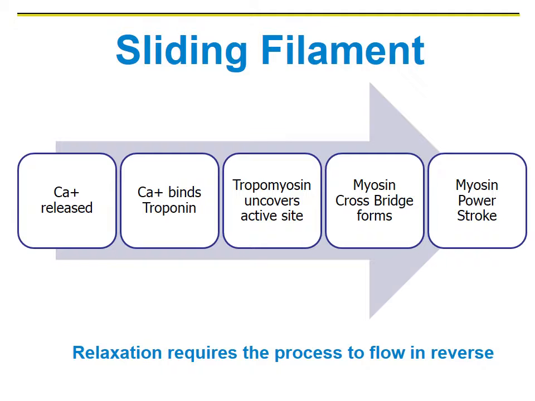This causes a shape change in tropomyosin. Tropomyosin will now slide off the active site on actin. The myosin tail will bend, and the myosin head will bind that active site, forming a cross bridge. Myosin's heads will then pull the actin molecule in a power stroke. This is known as the sliding filament theory of muscle contraction.